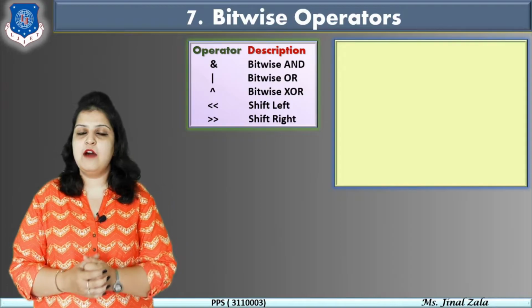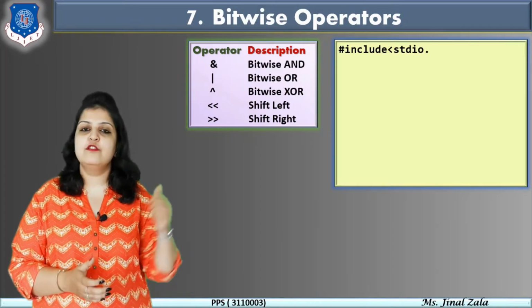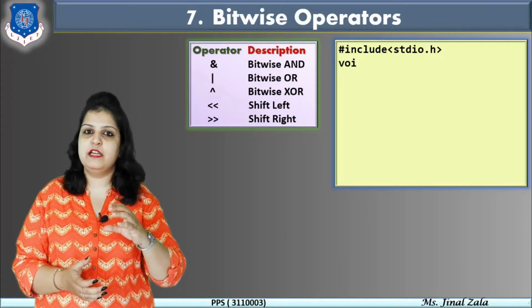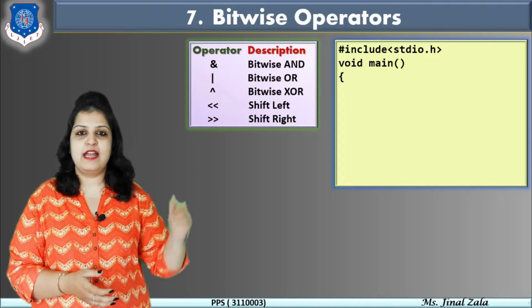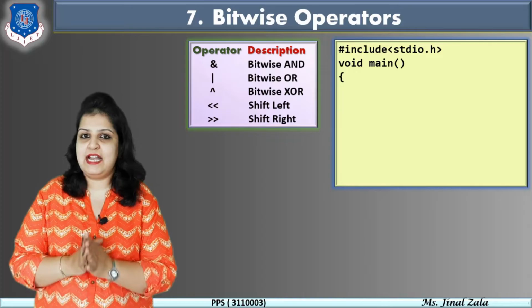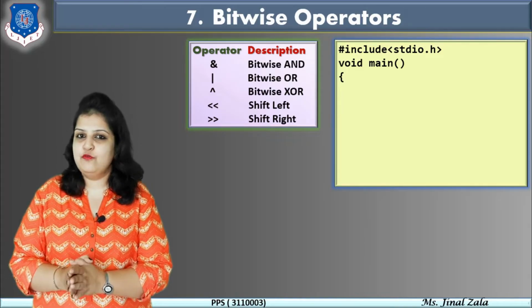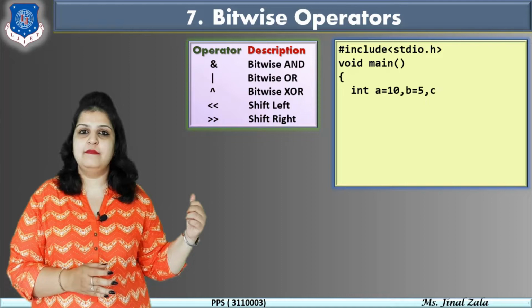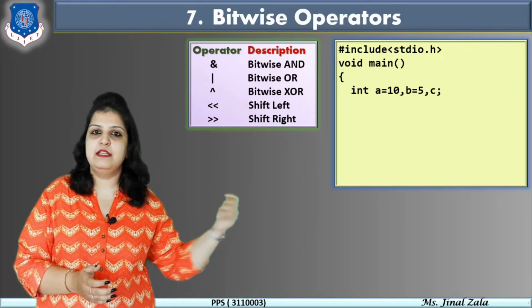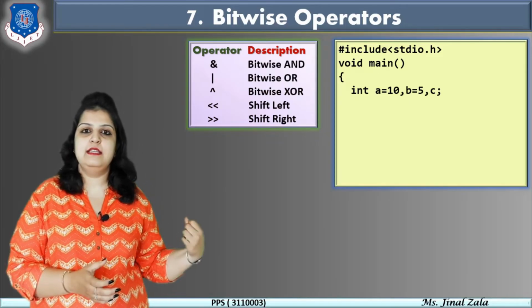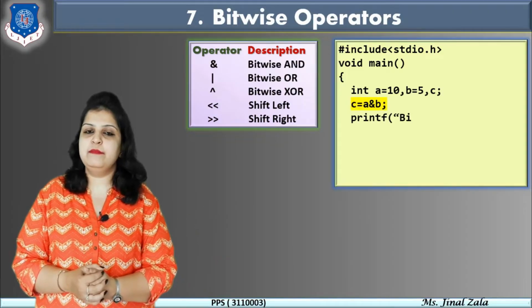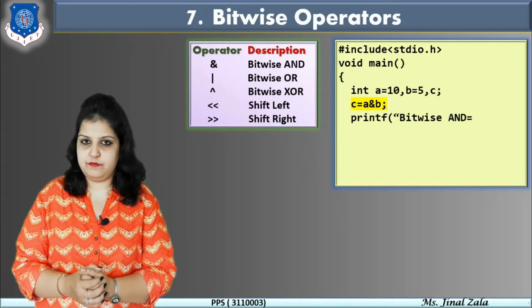Let's see with an example. How can we write the program? First of all we have to include our library, so #include <stdio.h>. Then our whole logic will be covered in the main section, so write the void main function. Then, if I want to do a bitwise AND operation, we have to take two variables. So here I am assigning values to two variables, a is equal to 10 and b is equal to 5, and c is equal to a & b. So here c = a & b is the bitwise AND operation.